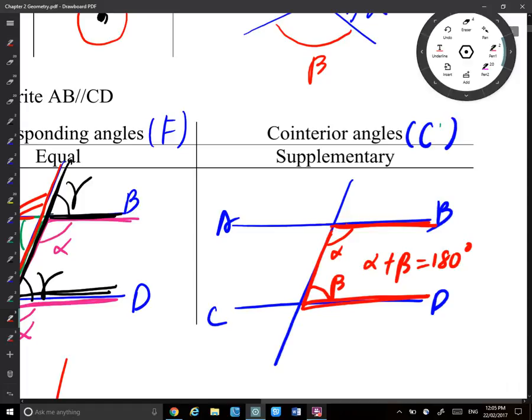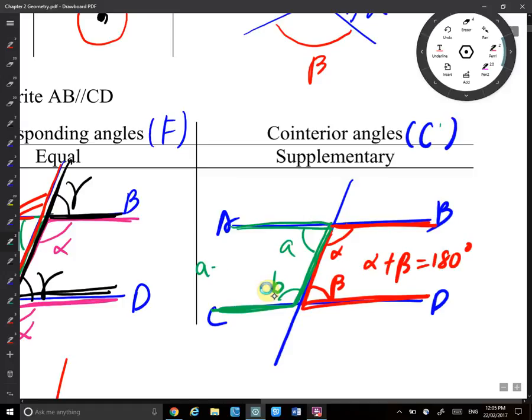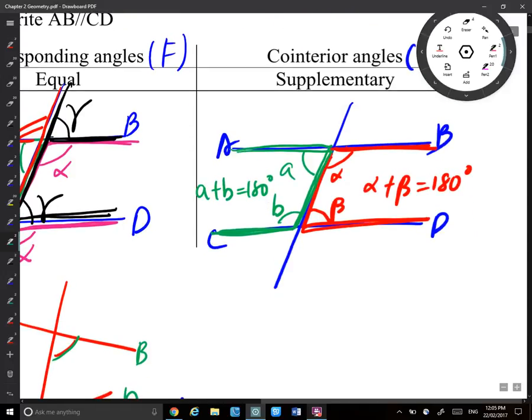Okay, we can also find another C shape, which is this side. That's co-interior. Let's say that's A and that's B. So A plus B must be 180 as well.